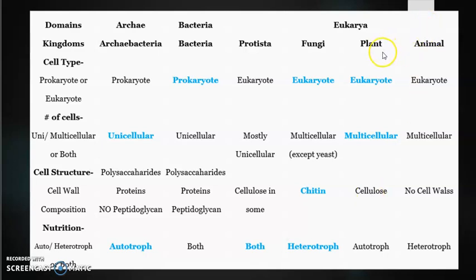And then the kingdom Plantae, they are eukaryotic and multicellular. Their cell walls contain cellulose, and they are autotrophs. They do photosynthesis to create their energy. And then kingdom Animalia, they are eukaryotic. They are multicellular. They do not have cell walls, and they are heterotrophs because we cannot do photosynthesis. Animals like us have to eat something from one of these other kingdoms to get our energy. So you might want to pause this slide so you make sure you have all the blanks filled in, and then resume when you're done.